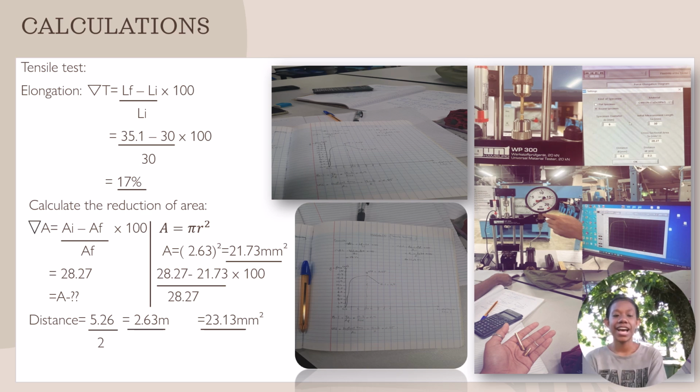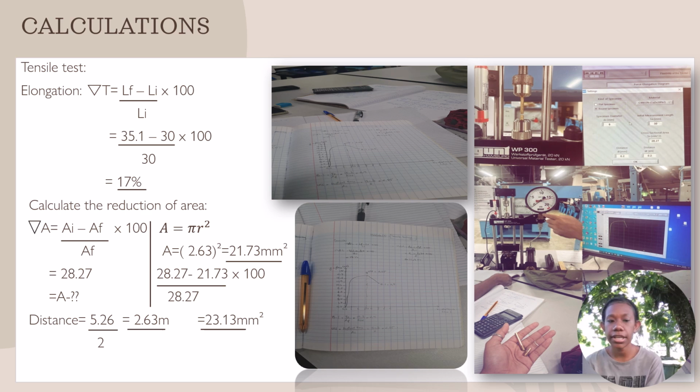After that, we have to calculate the reduction of area, just to indicate the material's ductility. So the formula of reduction of area is the initial area minus final area, divided by the initial area, and multiplied by 100. But for the final area, we don't know.